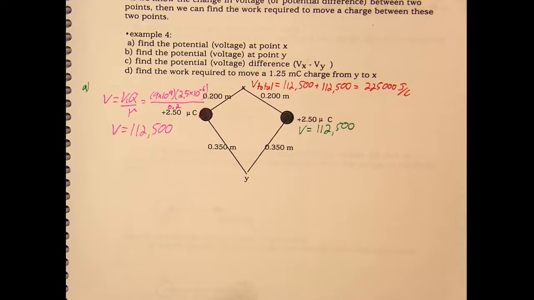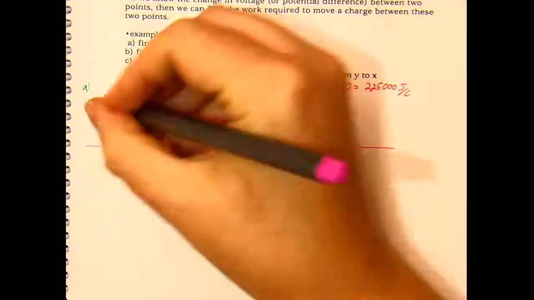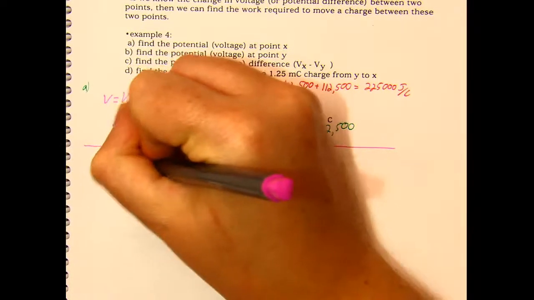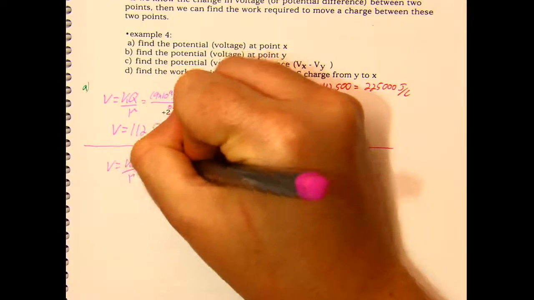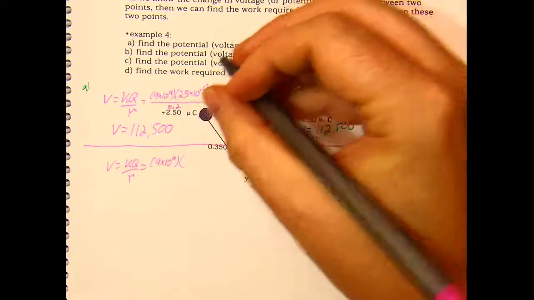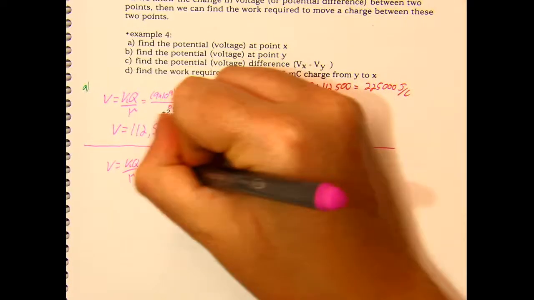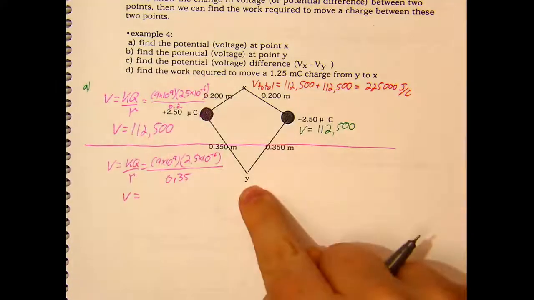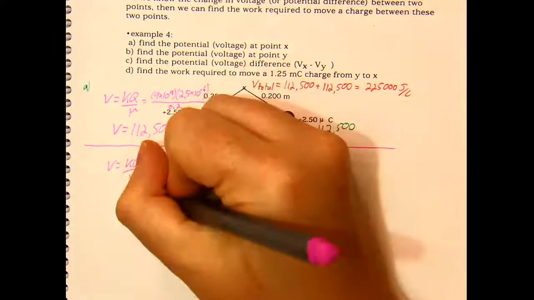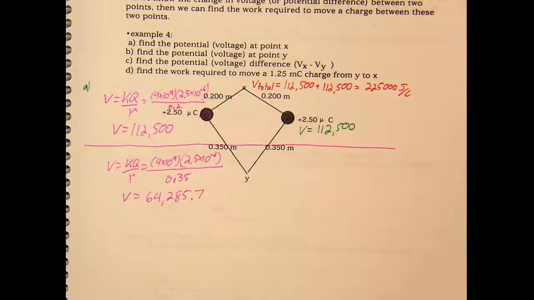We can do the same thing here for point Y. V equals KQ over R. K is 9 times 10 to the 9. Q is 2.5 times 10 to the negative 6. R is 0.35. So V at point Y down here is 64,285.7.